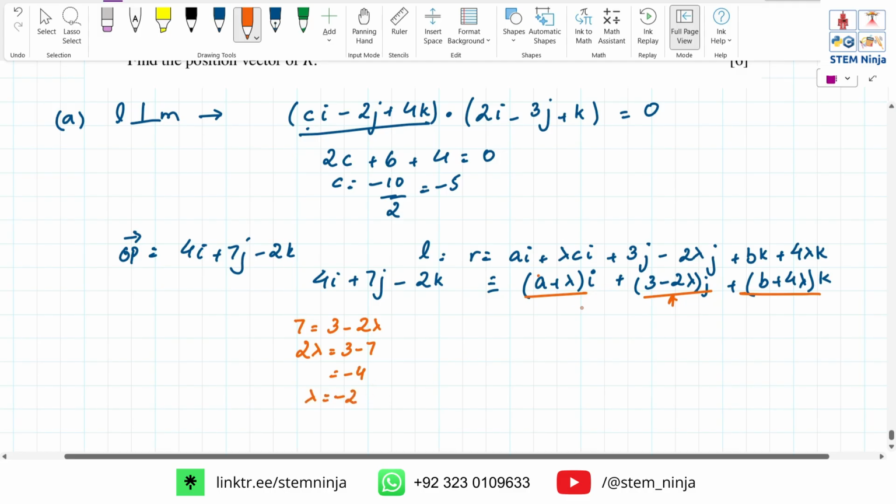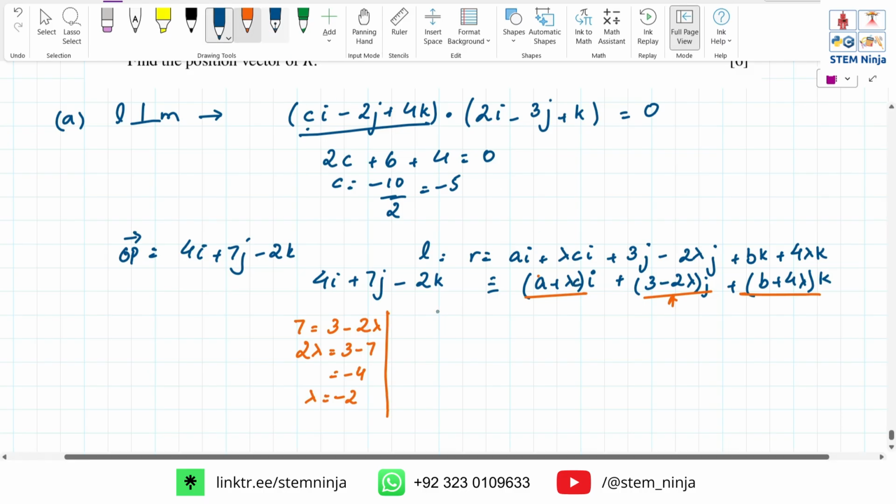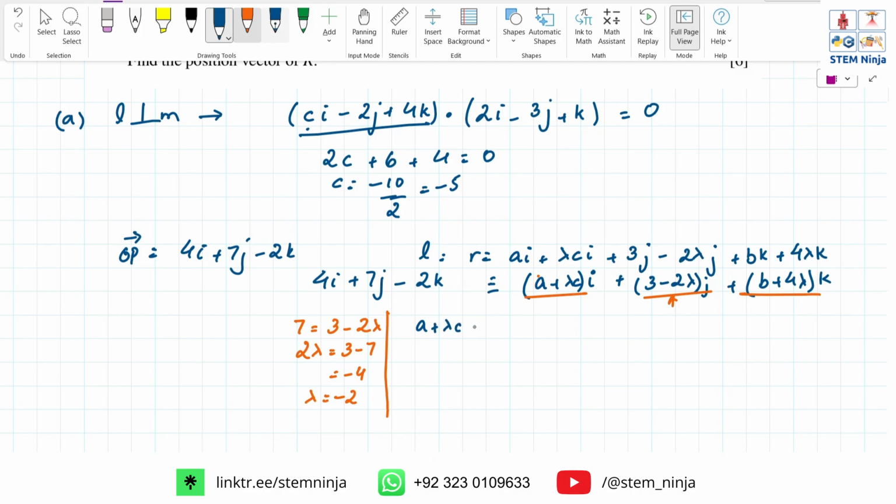Now we apply this lambda into the rest of the equations. So my bad, this is lambda c. So a plus lambda c. C we have already found out, lambda we have already found out, that is equal to 4. So a is equal to 4 minus lambda, which is minus 2, and c is minus 5.